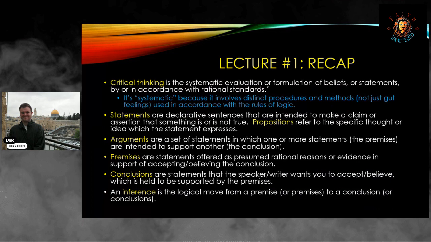So basically, I just want to get into it and let's do a recap of what we covered in lecture one in critical thinking. We basically covered number one, what is critical thinking? And we found out it's the systematic evaluation or formulation of beliefs, arguments, or statements by or in accordance with rational standards. And the key word there is systematic. By that, we mean that it involves distinct procedures and methods used in accordance with the rules of logic.